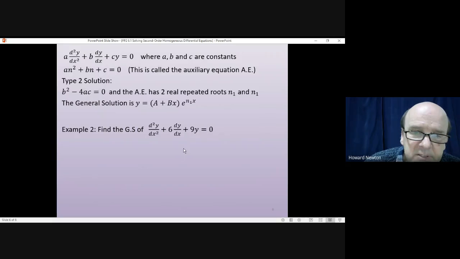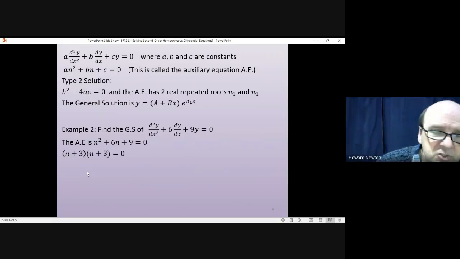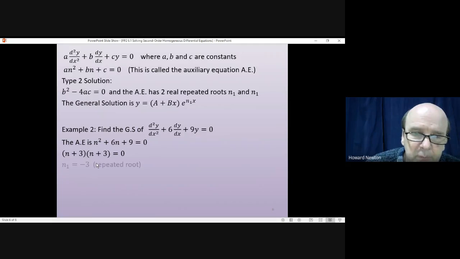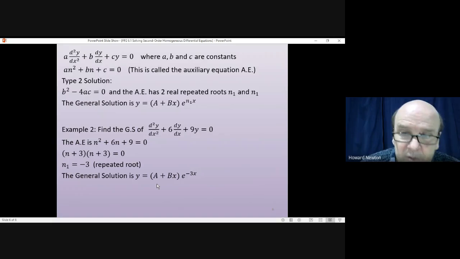Okay, let's have a look at this. So the auxiliary equation we can write down straight away. That's n squared plus 6n plus 9 equals 0. And that does factorize into two identical brackets, n plus 3 times by n plus 3. So we've got repeated roots, both of which are equal to minus 3. All we have to do is substitute that value into here, and we'll get the general solution. A plus bx times by e to the minus 3x, because that's the repeated root.